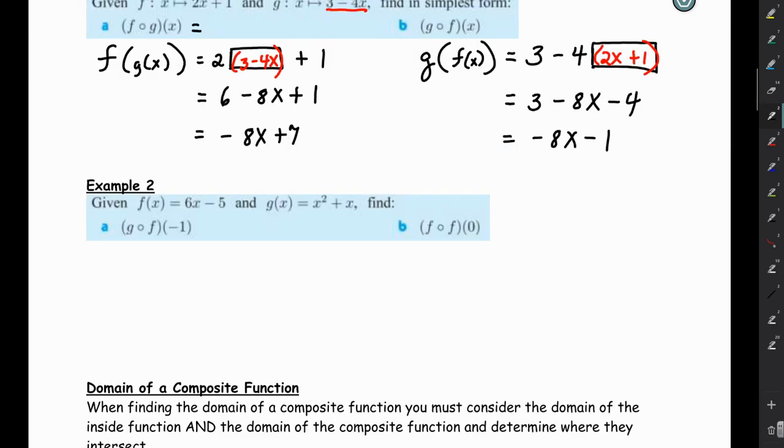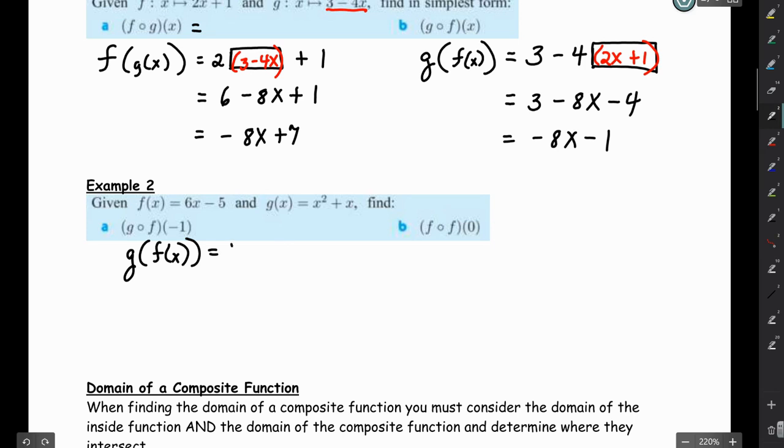I would say now, for example 2, I just want you to notice that instead of x here, we have values. It just changes things a little. I think what we want to do is find it in terms of x, and then we'll just input -1 in or 0 in, depending on what is being asked. All right, so let's go ahead and figure out, first of all, we want g of f of x. I'm going to do it this way for letter A. And so that means I'm going to put a box wherever I have x in the g function. So I'm going to need a box here and a box here.